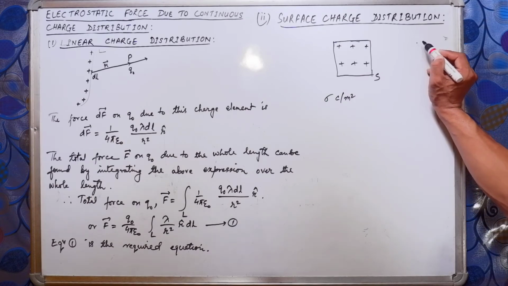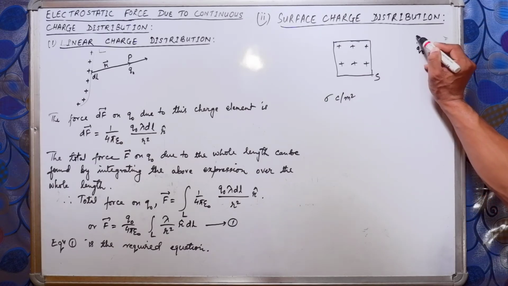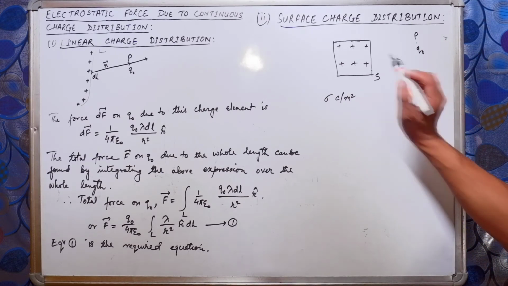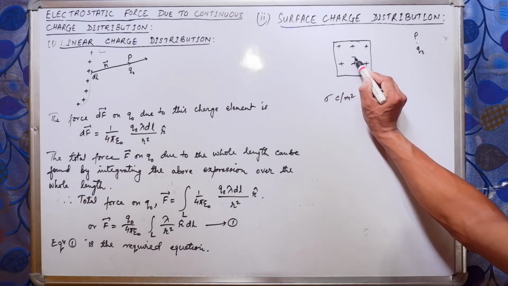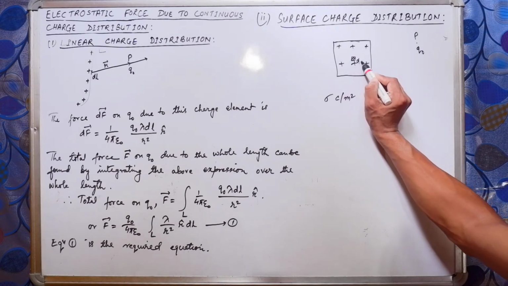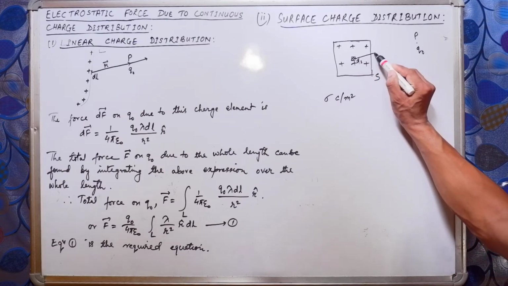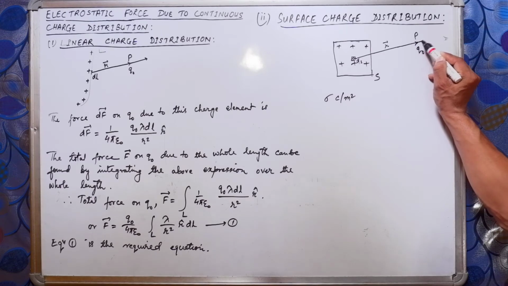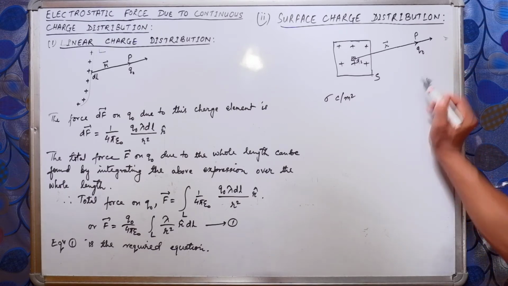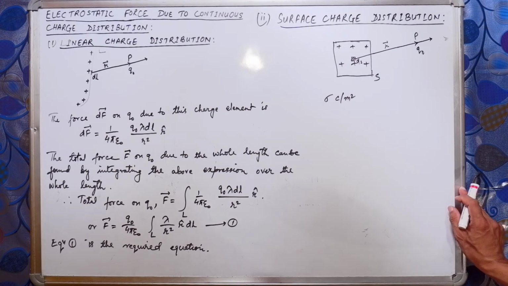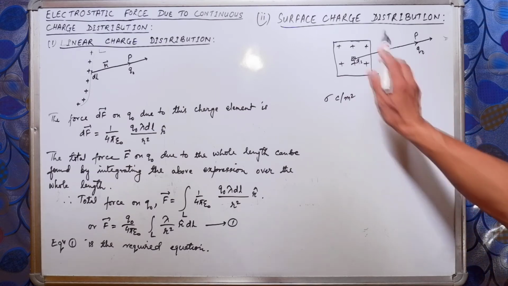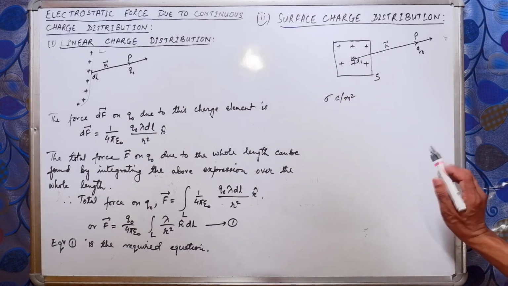On a test charge, let us say Q naught, which is placed at point P. Now to do that we have to consider a small area here. We consider this small area, let us say ds, which is at a position vector r from the charge Q naught. So we have to find the force on charge Q naught due to this small area ds here.